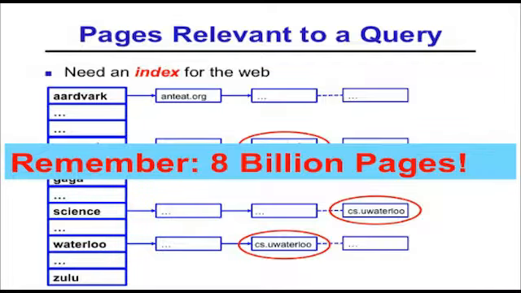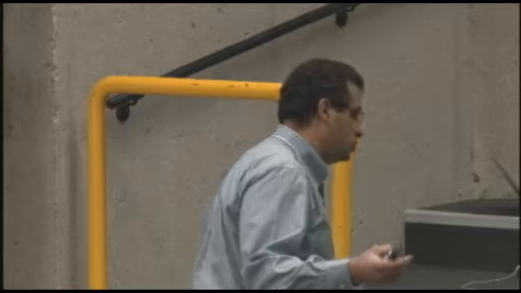And before we go to that, remember that we're dealing with 8 billion pages here. So this index is massive, and you can't store it on one computer. You can't process the millions of queries that Google gets a day on one computer, so you have to do it on many, many computers in parallel, which is, again, an engineering challenge.